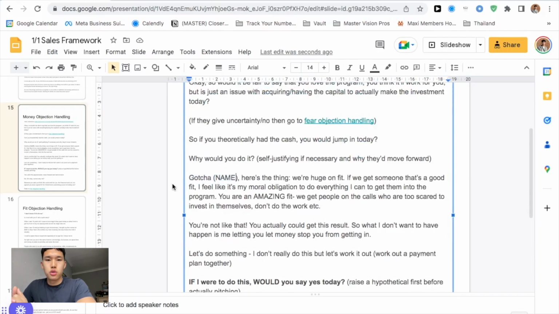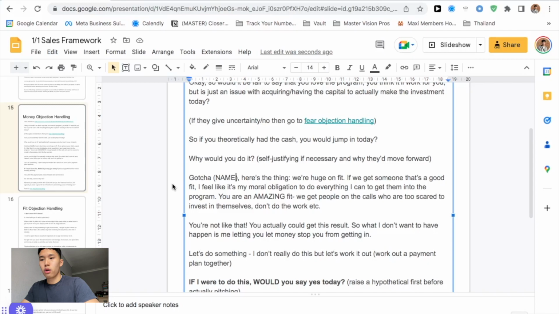We're really huge on fit. And if we can get someone that's a good fit, which isn't very often, it's hard to imagine how many calls like these I'm on every single day. I'm on these 24/7. So if I do come across someone who's actually a good fit, I feel like it's my moral obligation to do everything I can to get them in the program. You're an amazing fit.